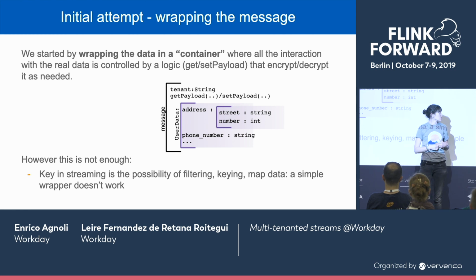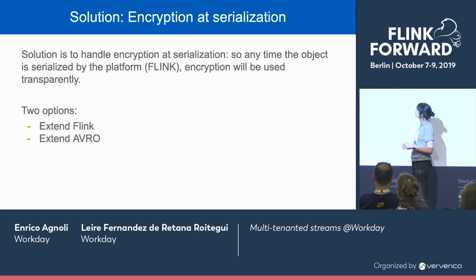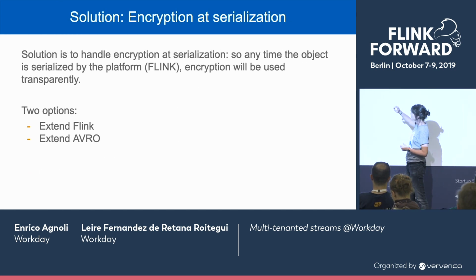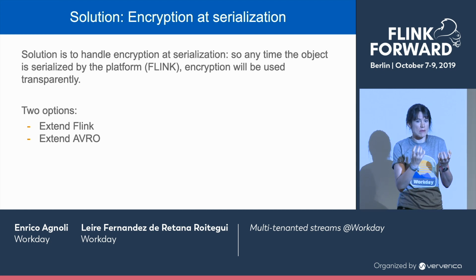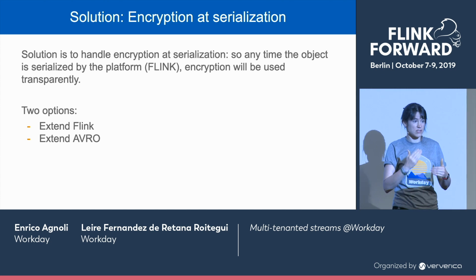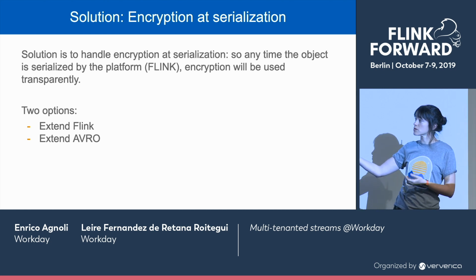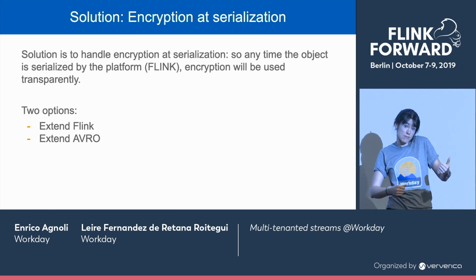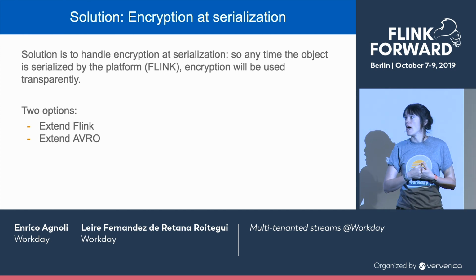So then the solution ended up being to handle encryption at serialization. This means that we need to implement some way that every time this gets serialized or deserialized, it will be encrypted or decrypted transparently. For that, we had two options. One was extending the Flink library, and another one was extending the AVRO library.